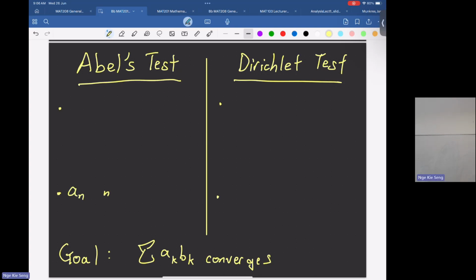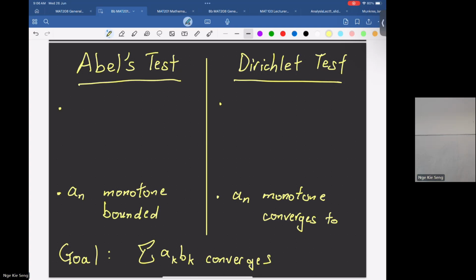For both, A_n should be monotone, correct? Then, of course, we need to use the monotone convergence theorem here, right? Okay. How about Dirichlet A_n? Converge to 0. Good. Very good. Okay. How about B_n? For Abel's test, we want the series of B_n to converge. For the Dirichlet test, we just require the partial sum of B_n to be bounded.